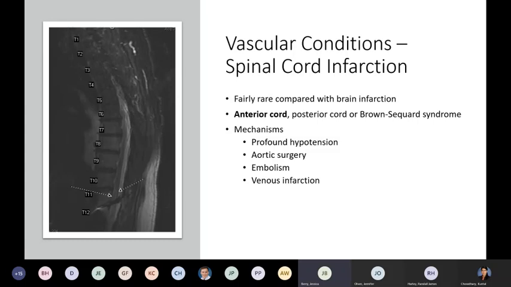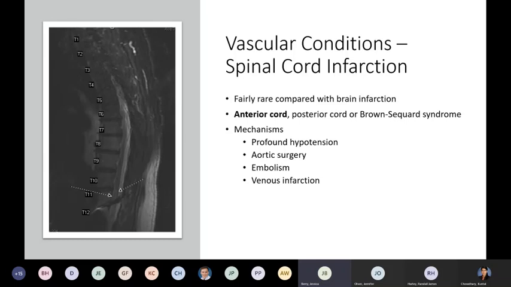Spinal cord infarct is fairly rare compared with brain infarction. You will hear this described as spinal cord stroke, and as you know, that's really the etiology, however much more rarely seen than involvement in the brain. Infarction can present as anterior cord, posterior cord, or Brown-Séquard syndromes, with anterior cord syndrome being the most common true cord syndrome presentation of infarct.